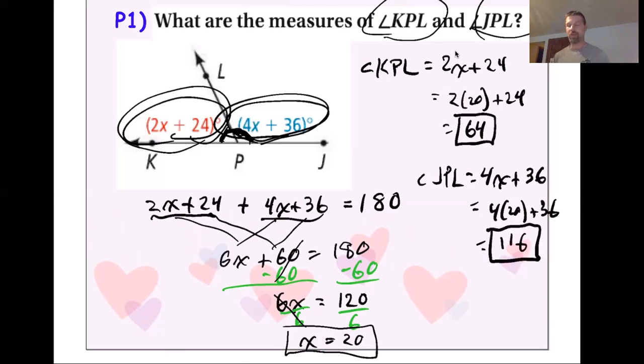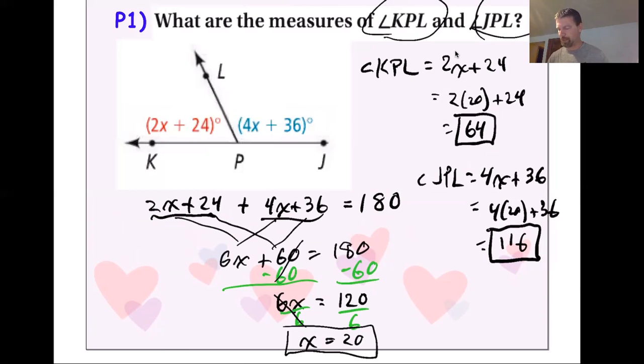We can always check our answers. I knew they should have added up to 180. If I take 64 and 116 and add them together, yep, that's 180. So I know I did it right. All right, let's do a couple more problems.